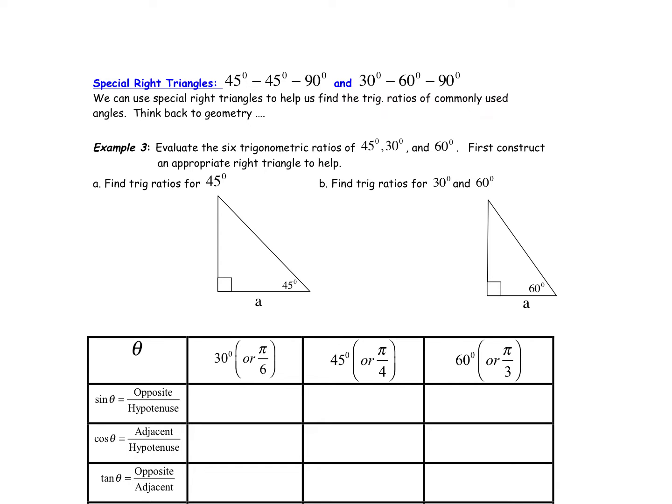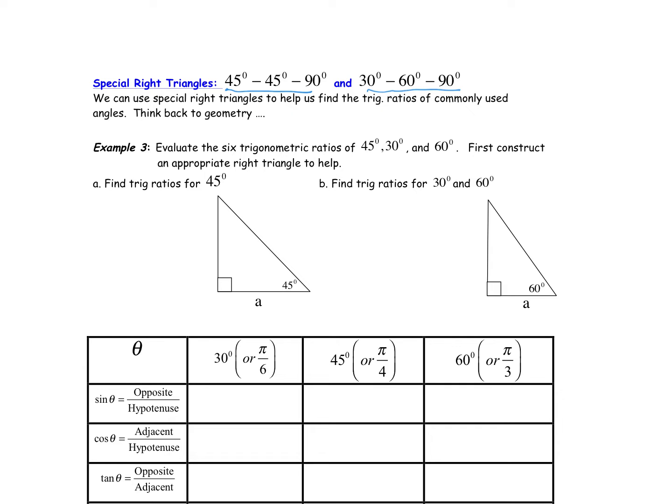In note 6.2, example 3, we are going to use special right triangles. So that's 45, 45, 90-degree triangles and 30, 60, 90-degree triangles, to derive trig ratios for commonly used angles. We're going to think back to geometry, and we are going to set up the angles and the side lengths in these special right triangles.